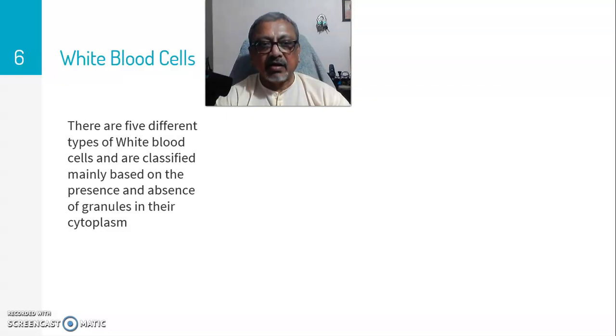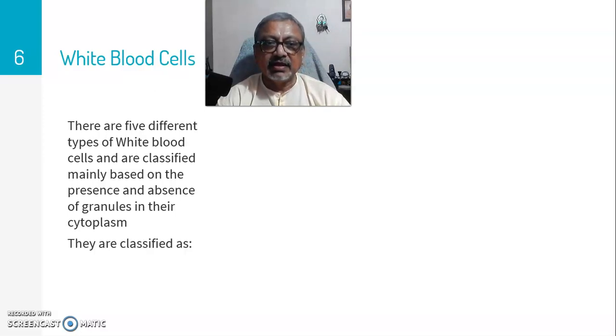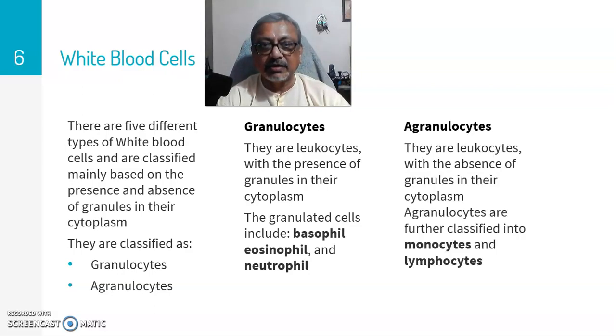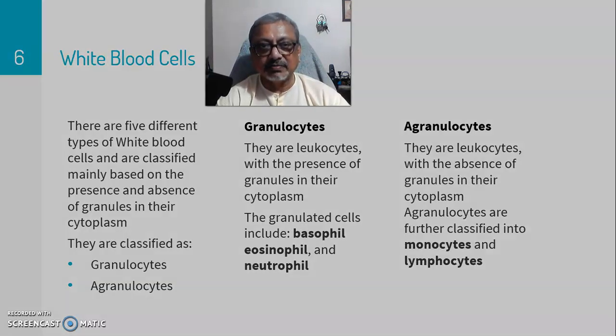Now, white blood cells are of 5 different types depending upon the presence or absence of granules in their cytoplasm. The WBC can be classified as granulocyte or agranulocyte. Basophil, eosinophil, neutrophil, these are the three kinds of granulocyte, which have granules in their cytoplasm. And agranulocytes are monocytes and lymphocyte which have no granule in their cytoplasm.